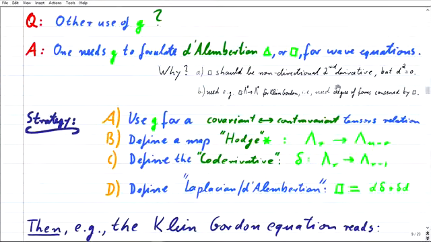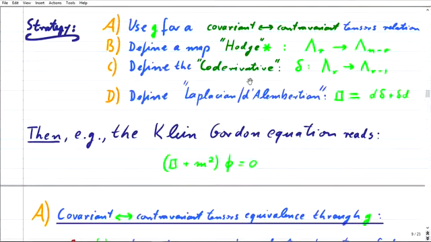Okay, so how do we do that? How do we define this? We need a covariant definition of a second derivative operator that is not directional. The D'Alembert operator is not a directional derivative, right? So we need several steps for that.